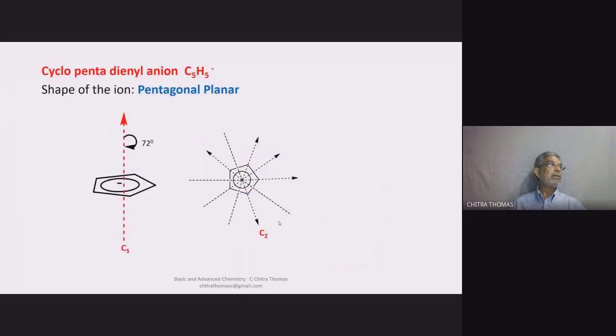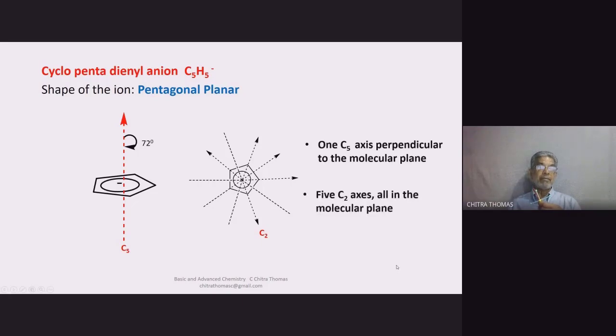Now the cyclopentadienyl anion. There is what? A C5 and how many C2s? 5 C2s. One C5 axis perpendicular to the molecular plane, then 5 C2 axes all in the molecular plane. Can you describe the location of the C2 axis? How do you describe that? It passes through one corner and bisects the opposite side.